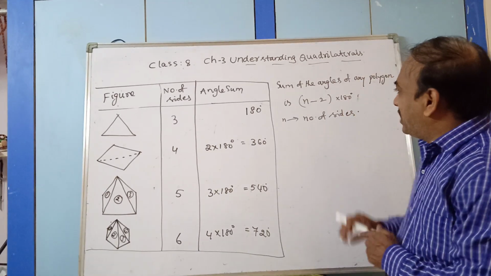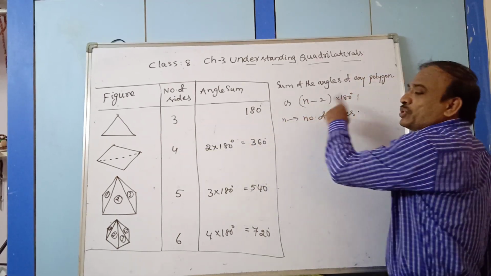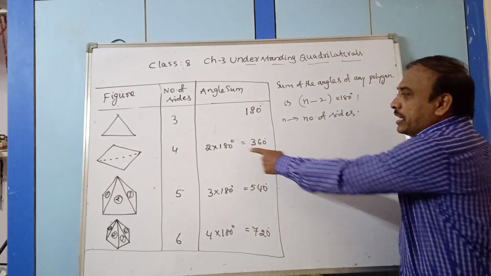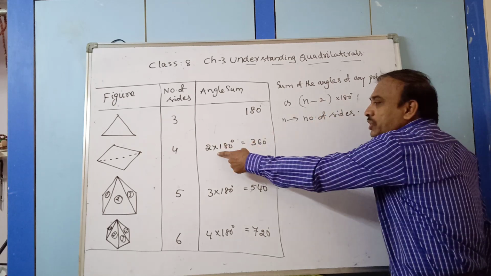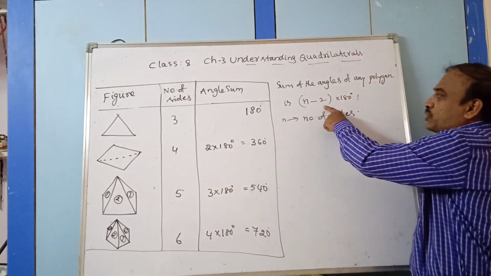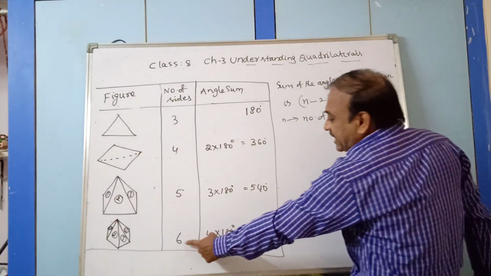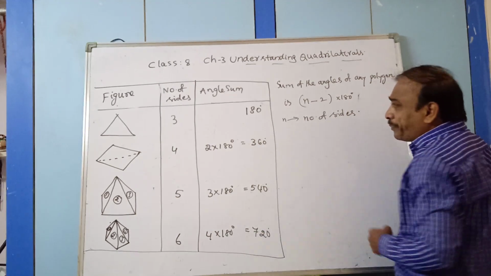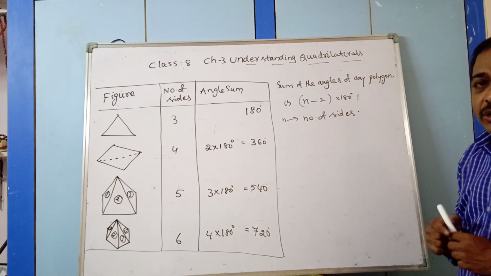Now you see whether it is suitable or not. N, the number of sides, is 3. 3 minus 2 is 1 triangle. 1 into 180 gives 180. If you take 4 sides, 4 minus 2 is 2, 2 into 180 equals 360. If you take 5, 5 minus 2 is 3, 3 into 180 is 540. If you take 6, 6 minus 2 is 4, 4 into 180. Are you following? The sum of the angles of any polygon is n minus 2 into 180.